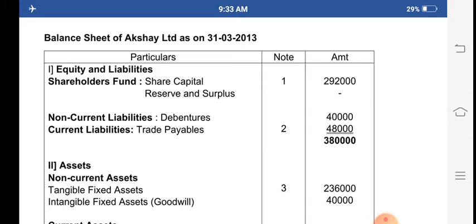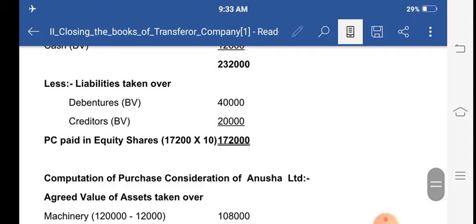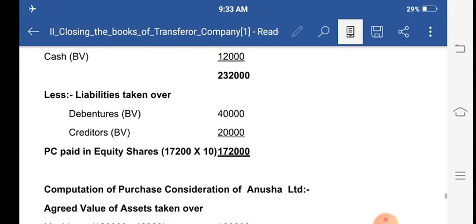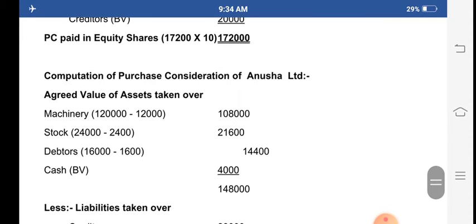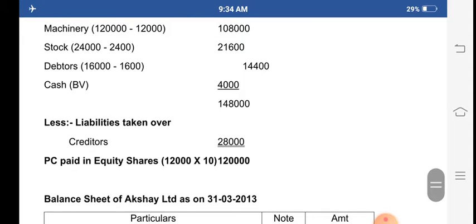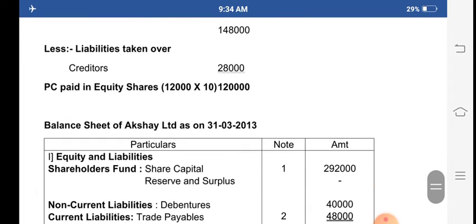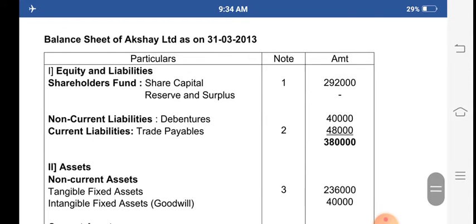Now see the working notes from the purchase consideration. We ascertained the purchase consideration of Arpita Limited as 1,72,000, and the shares are 17,200. The purchase consideration of Anusha Limited is 1,20,000, and the shares are 12,000. So this 12,000 shares plus 17,200 shares we multiply by 10, because each share price is rupees 10.